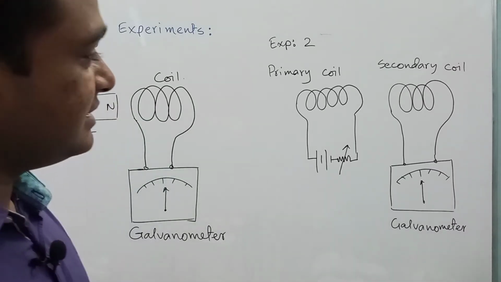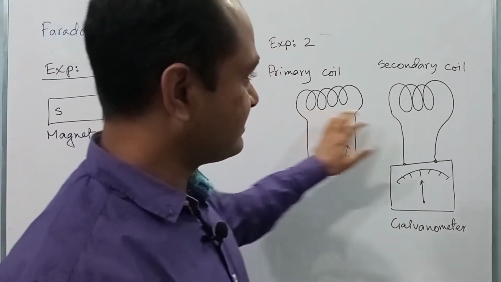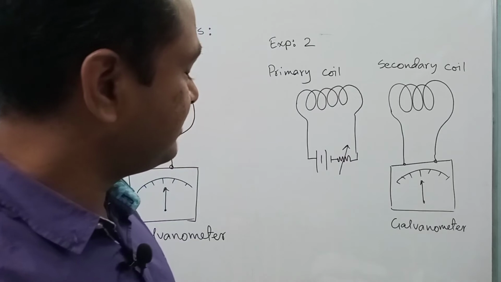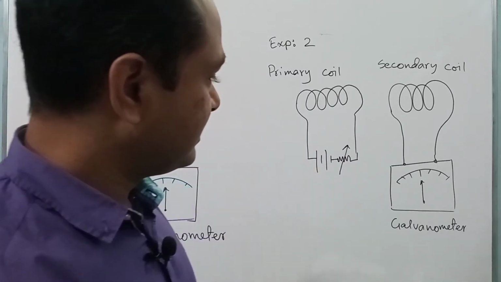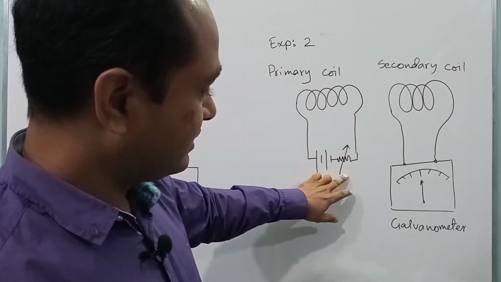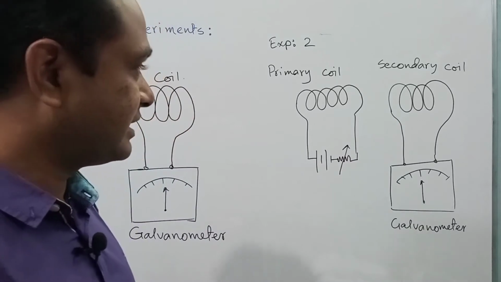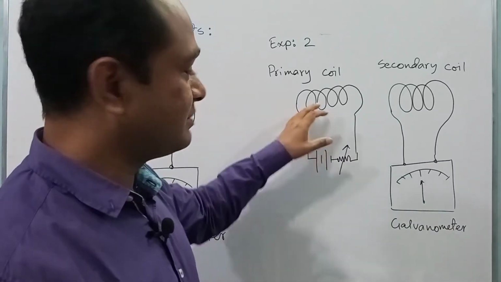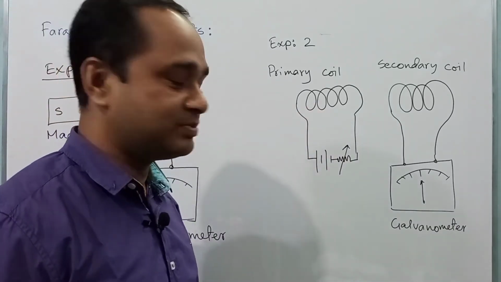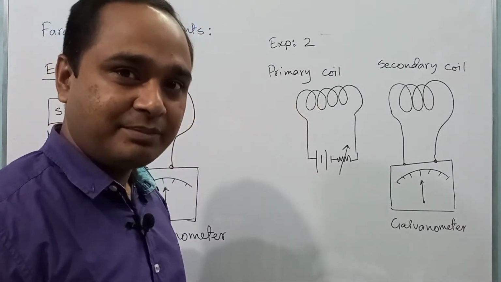And in the second experiment he used two coils. The first one is the primary coil and the second one is the secondary coil. In the primary coil he used a source of electricity or a battery, and a variable resistance, by which we can create a variable current, which will produce a variable magnetic field. In our previous chapter we learned that this type of coil acts like a bar magnet.